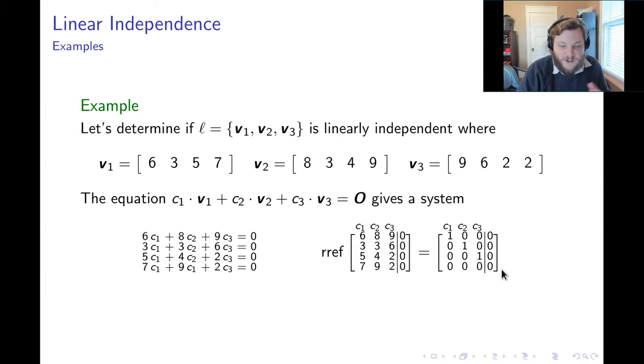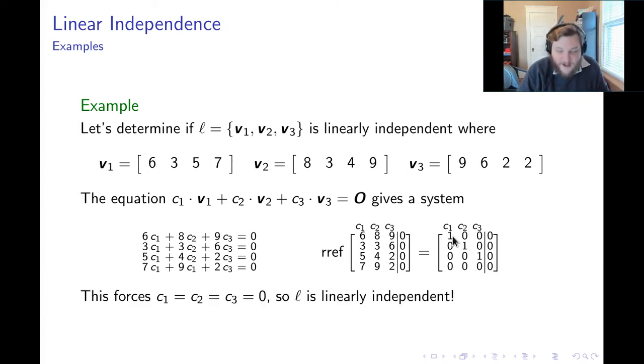The analysis here is straightforward. The system is certainly consistent because there's not a pivot in the augmented column. And critically, there are no free variables here. In fact, if you look at the 3 equations, the first equation is saying c1 has to equal 0, c2 has to equal 0, and c3 has to equal 0. So by setting up the equation that tests for linear independence, we are now arguing that the only way to achieve equality here is to force all of the c's to equal 0, and this means that the list we started with is linearly independent.